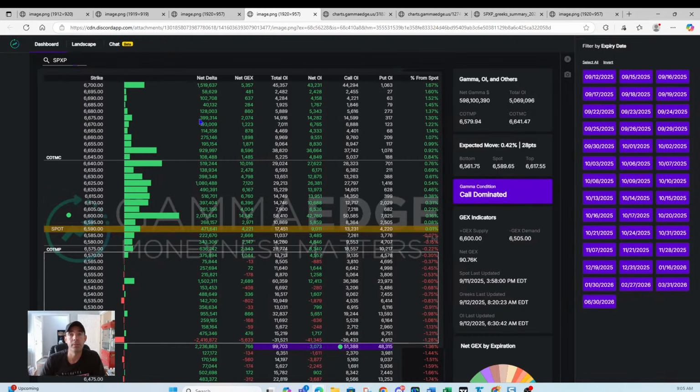All right, we'll move on to the SPXP. These are our speedboats. Obviously, these contracts turn over much more rapidly via 0DTE as well as weekly expiries.